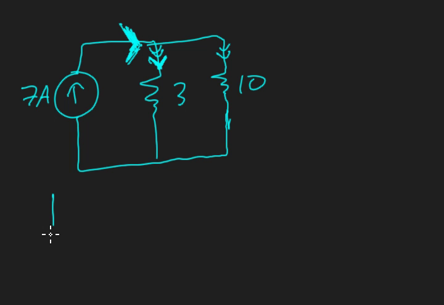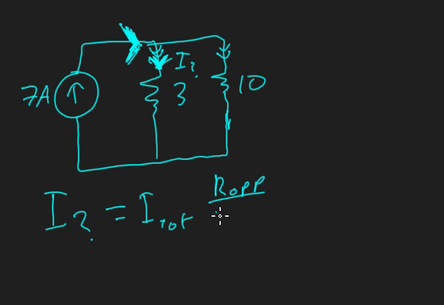So again, using our current division formula, let's say we want to find the current along this 3 ohm. We'll call this I question mark. Actually, I'll write out all the notations first. It's going to be I total times R opposite over R1 plus R2. And of course that's 7. Our total current is 7 times the opposite resistor, which is 10. And you've got to remember it's the opposite.